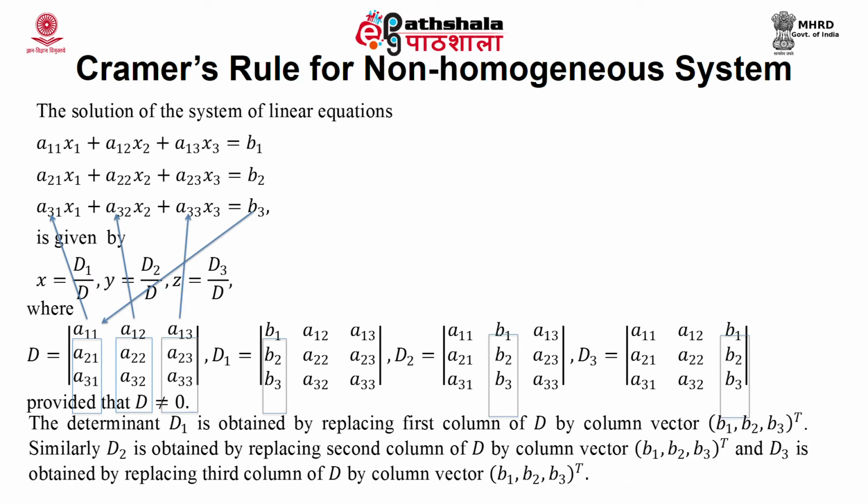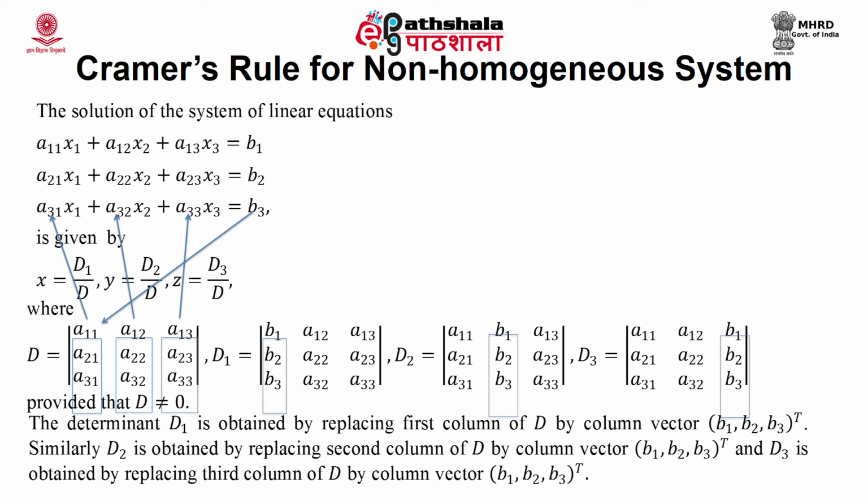the first column came from the coefficients of x1, and the second column comes from this expression, that is, the coefficients of x2, and the third column of D comes from the coefficients of x3. Now to obtain D1, we have to replace the first column of D by the right hand side of the system of equations, that is this expression.